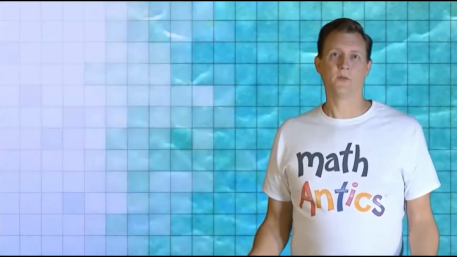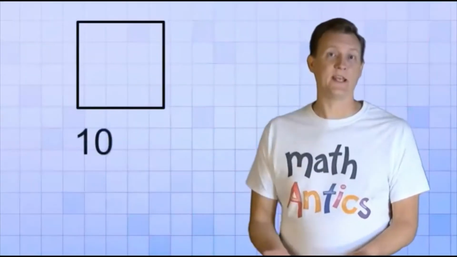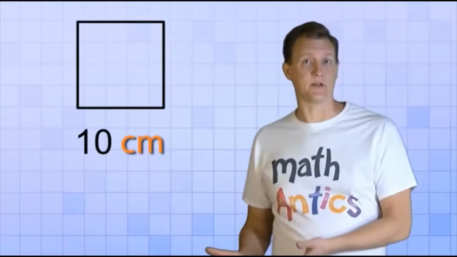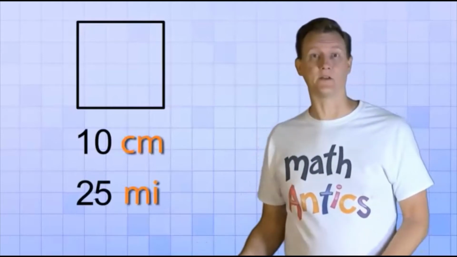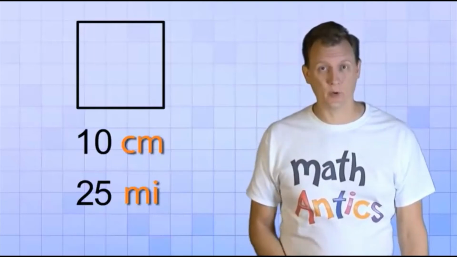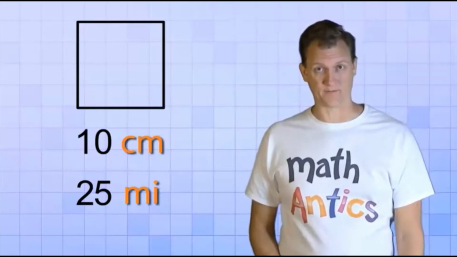For example, the perimeter of a shape wouldn't be just 10, but it could be 10 centimeters. Or instead of being just 25, it could be 25 miles. The units are really important when you're talking about perimeter.